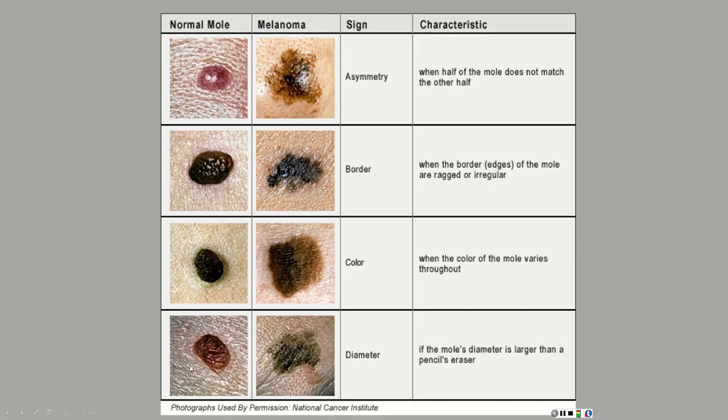And finally, diameter. Look at the diameter of the mole. If it's pretty small, it could be just a mole. Now here, if it's bigger than a pencil eraser, which can be a little bit tricky to measure against, bigger than a pencil eraser is one of the warning signs. Now, that does not mean if you have a mole that has an irregular border, you automatically have melanoma. What it means is, if you have a mole that has these traits, it's a good idea to at least ask your doctor about it.